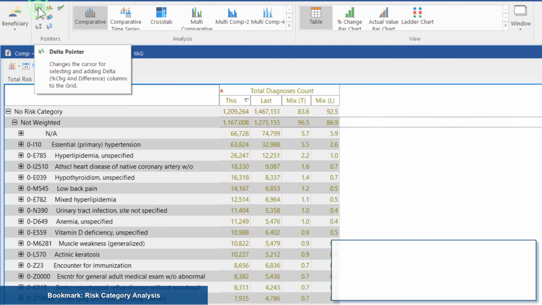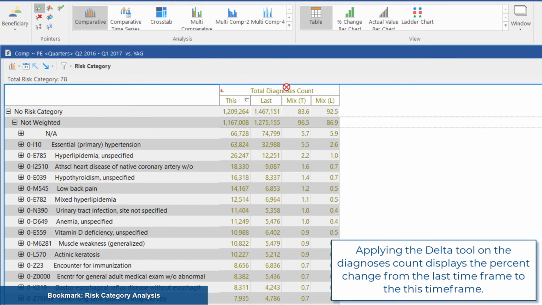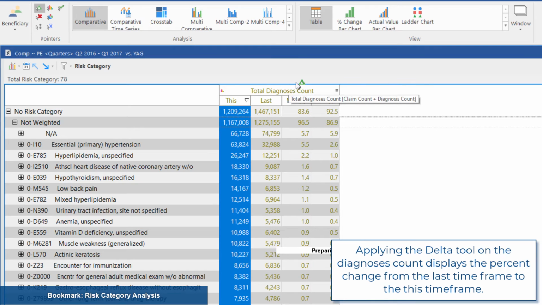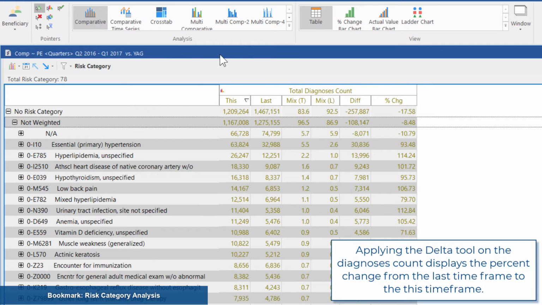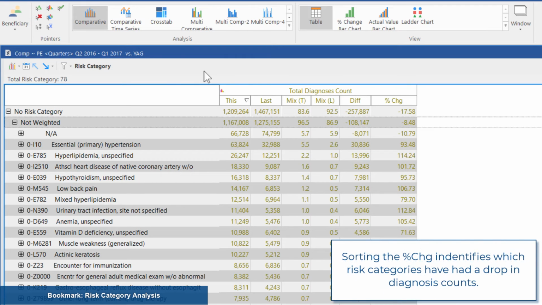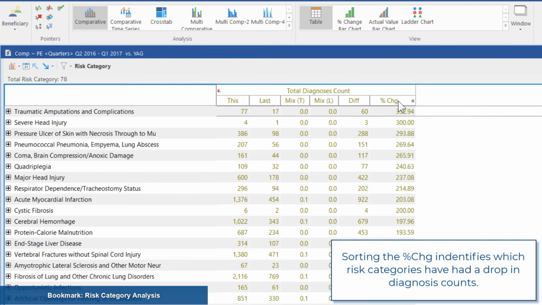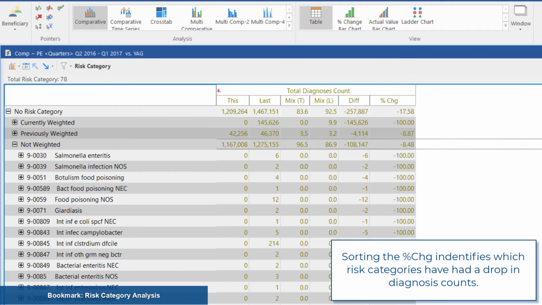Another possible use for this bookmark is to apply the delta on the diagnosis count to view the percent change from last time frame to this time frame. Sort the percent change to identify which risk categories have had a drop in diagnosis counts that shouldn't necessarily decrease, such as chronic conditions and amputations.